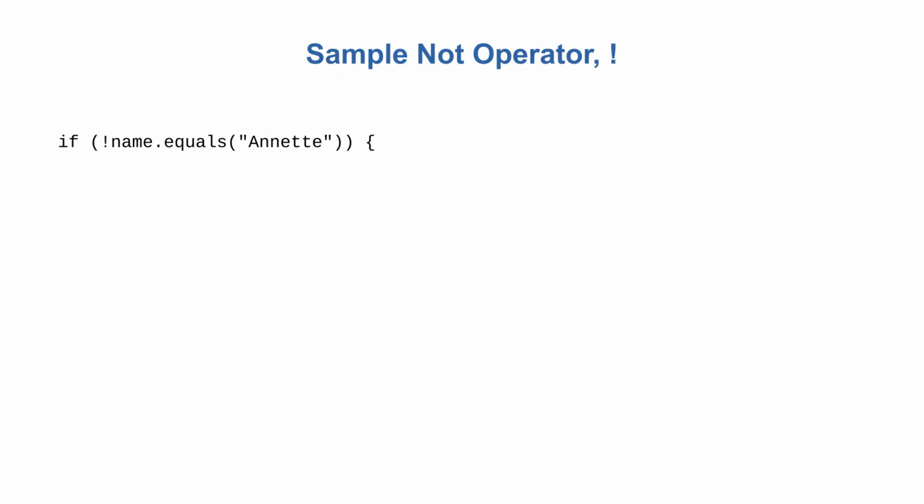You can also easily check if a string does not meet the criteria. To check if a string does not meet the criteria, put a not operator, an exclamation point, in front of the test. For example, to check if name is not Annette, use if not name equals Annette.